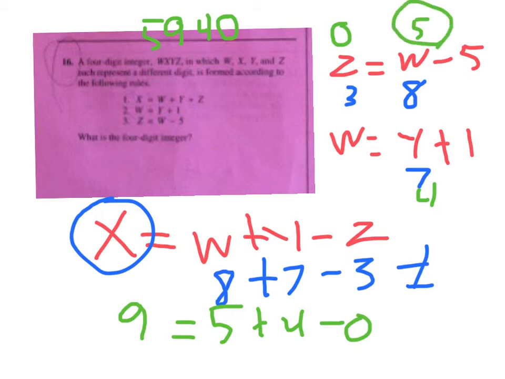Try it with different numbers besides 5 for W. If you do 6 for W, X is going to equal 10, which is a 2-digit number, and that doesn't work. And to be honest, this one took me a little while to figure out. Maybe the best way to do it is just to back solve and try different numbers and then see that there's only one way to actually get it to work.